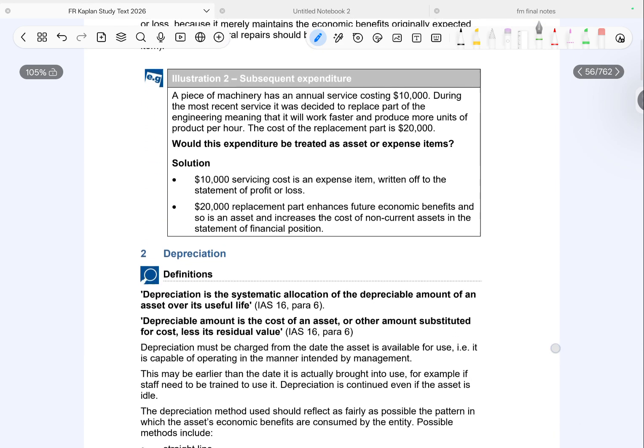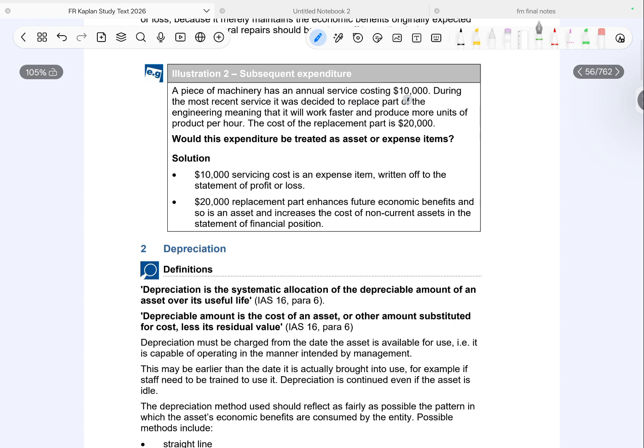Okay, a piece of machinery has an annual servicing cost of 10,000. During the most recent service, it was decided to replace part of the engineering, meaning that it will work faster and produce more units of product per hour. The cost of the replacement is 20,000. Would this expenditure be treated as an expense or an asset item?